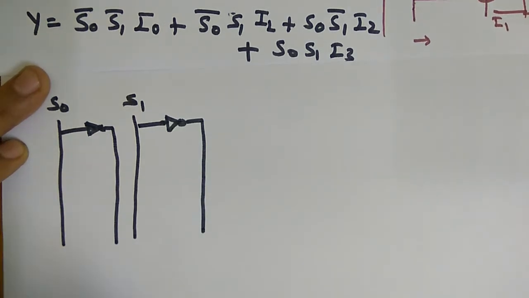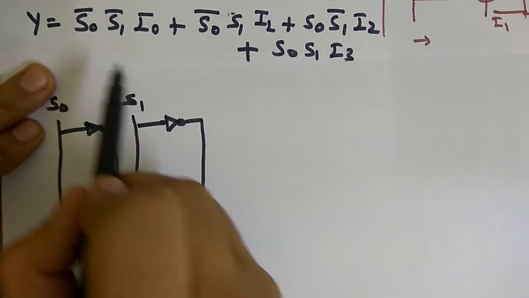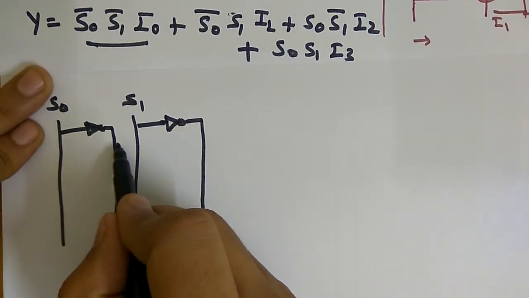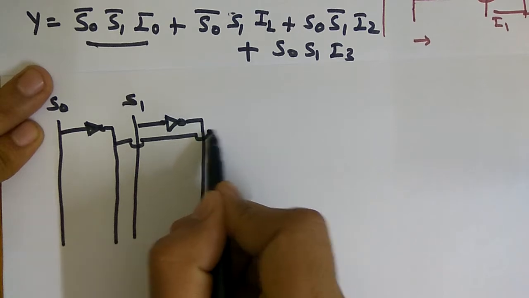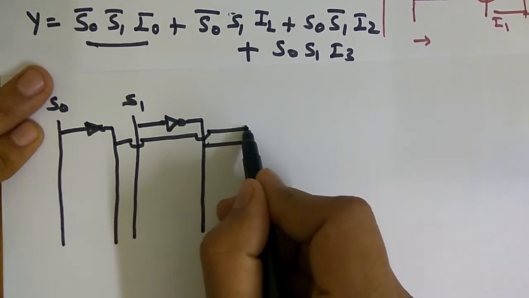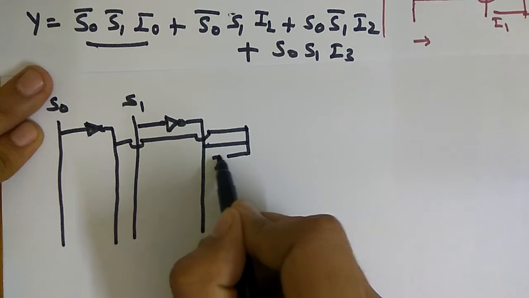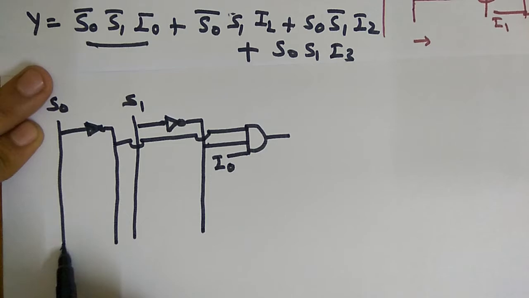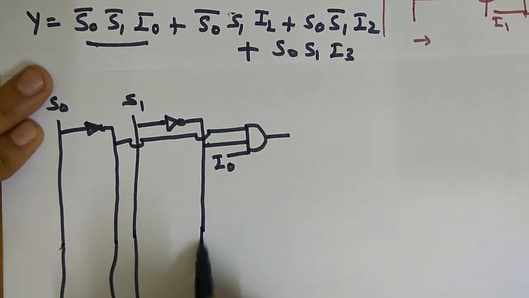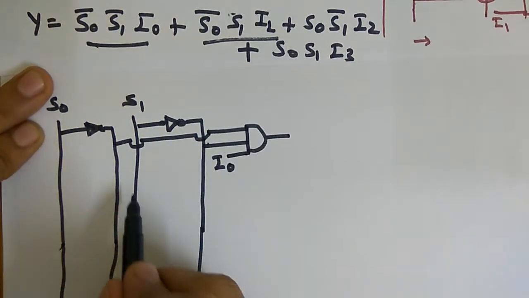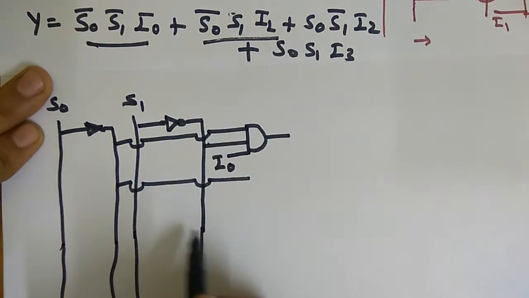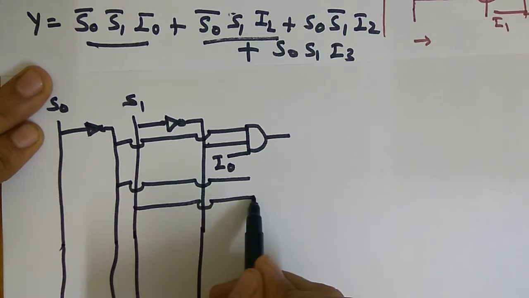This is S bar. So firstly we have to implement this term. So this is both S1 and S0 bar. So this is S0 bar, this is S1 bar into I0, plus. Then the second term, S0 bar. So from here we have taken S0 bar, and then S1, here S1, and then I1.